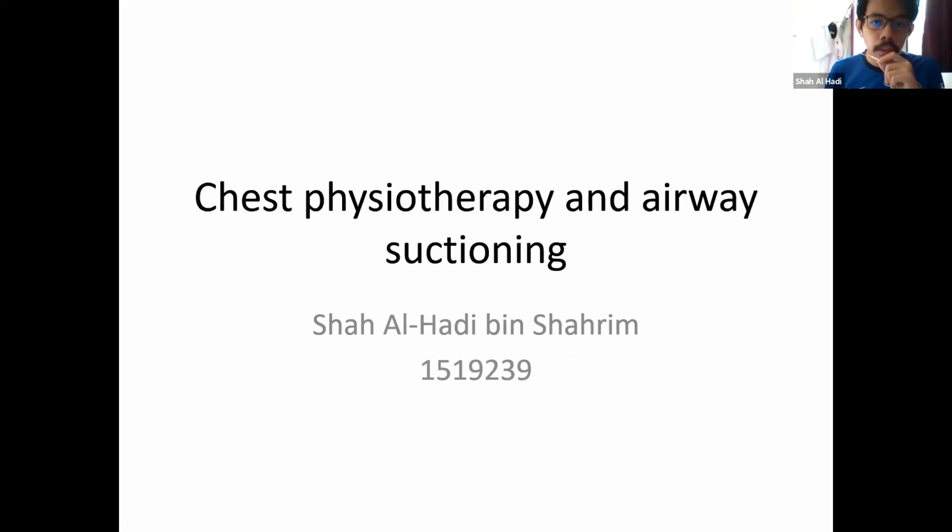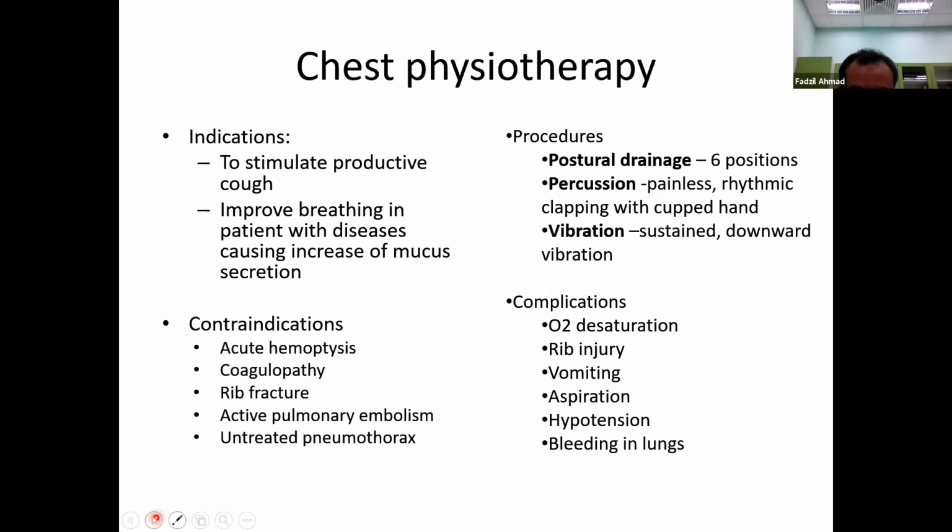Okay, back to my presentation just now. Its main indication is to stimulate children to have a productive cough. In cases of, for example, pneumonia or acute bronchiolitis, in which the children have increased mucus secretion, you want to expel that secretion, to remove the secretion.